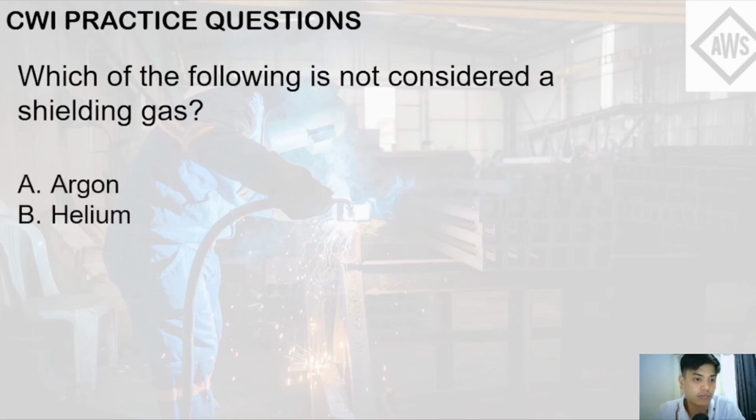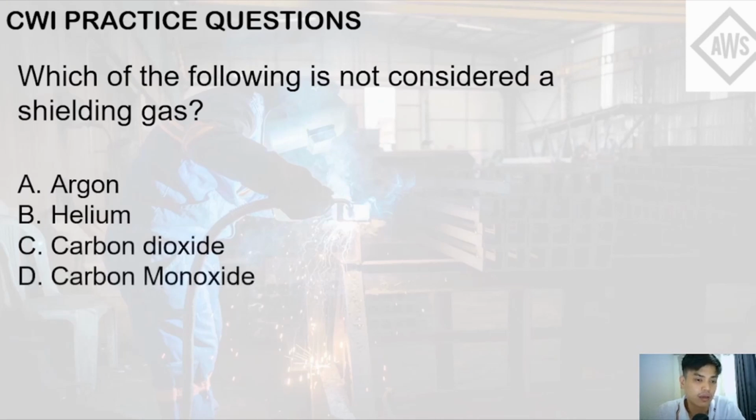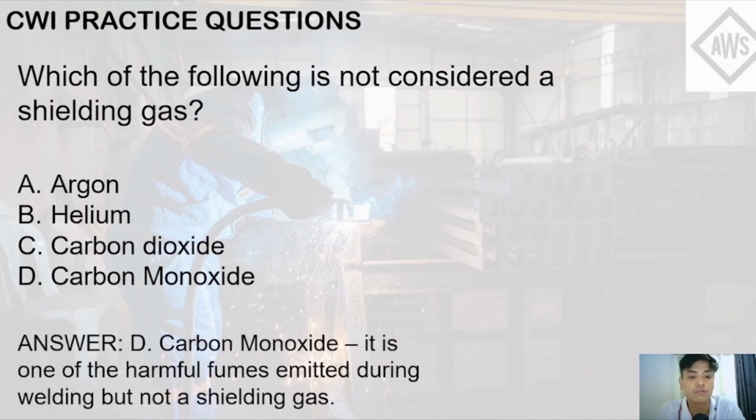Argon, helium, carbon dioxide, carbon monoxide. So one of the basic traits of a shielding gas is that it needs to be inert. Argon, helium, carbon dioxide are normally used as shielding gas for a lot of processes, basically for GMAW, GTAW. For SMAW, it also has a shielding gas which is generated from its flux or electrode coating. So the answer here is carbon monoxide. It is emitted as one of the harmful fumes or gases during welding, but it is not considered a shielding gas.